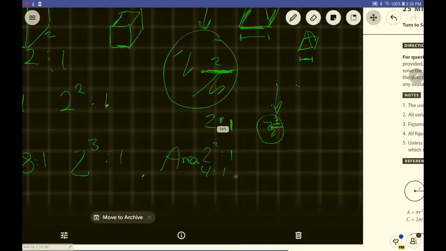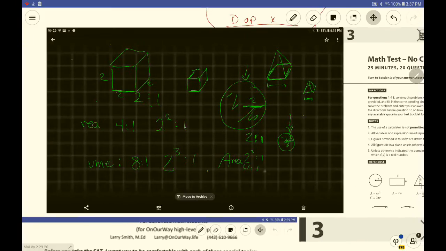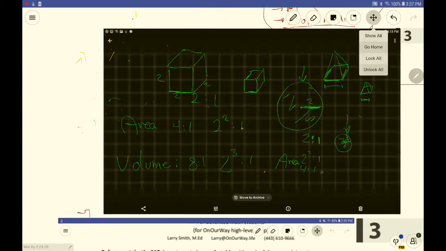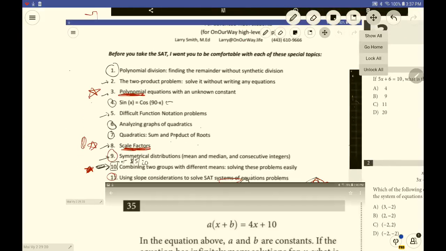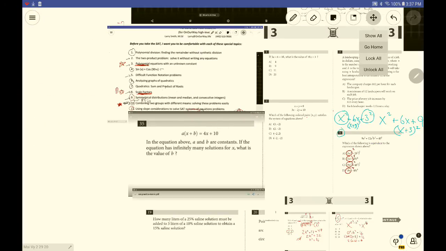This looks like scale factor. If the scale factor is 2 to 1, any comparison of the area is 2 squared to 1, 4 to 1. Any comparison of the volume is 2 cubed to 1, which is 8 to 1. And so that is scale factor, and that is helpful on a lot of problems. Let's see. Oh, yeah. So I had ours down here. We talked about combining two groups with different means and reviewed a lot of the ones we did before. Let's see what we have here.